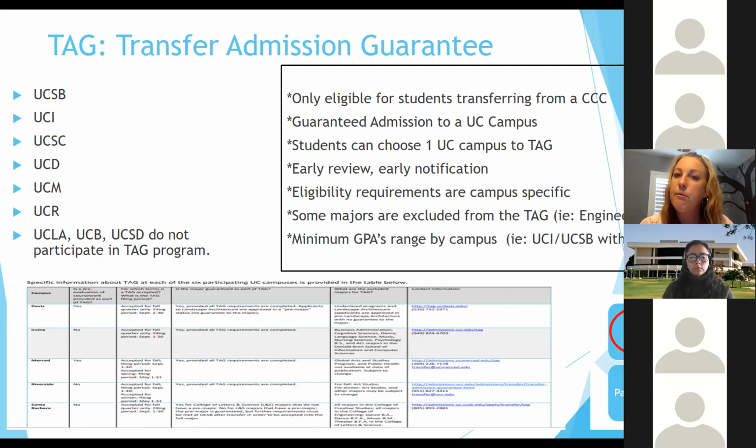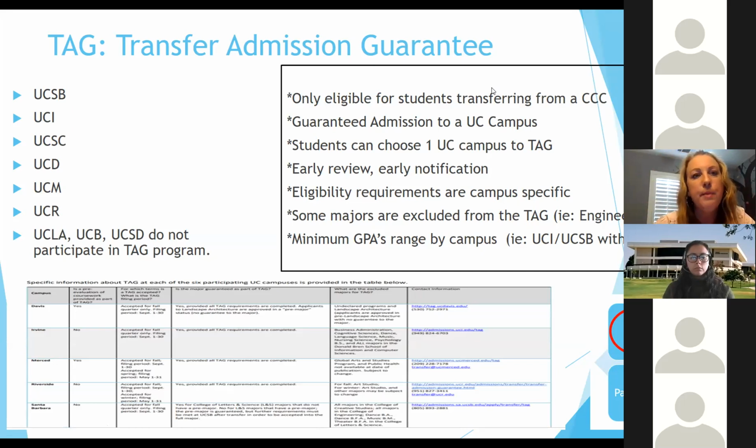And the eligibility requirements are campus specific. So I know you can't read that bottom screen, and we can put it in the chat at the end. There's a document called the TAG Matrix that tells you by campus what you have to do to be guaranteed admission. And basically it comes down to a certain GPA and a certain set of courses that have to be done. So some majors are excluded. So for example, at UC Santa Barbara, you can TAG to Santa Barbara, but not the engineering major. So they will note that on that matrix.